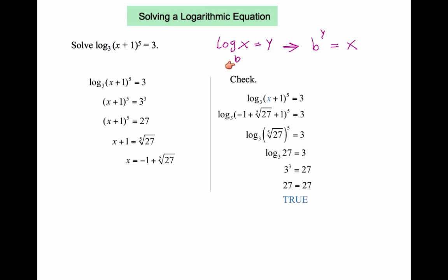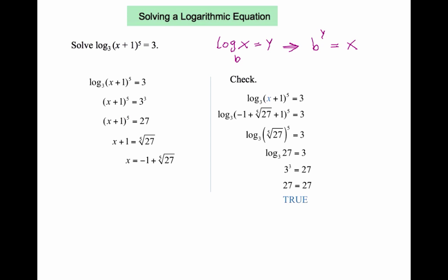So this is my x, really. My base is 3, and my y is also 3. So it would be 3 to the power of 3 is equal to x plus 1 to the power of 5, or x plus 1 to the power of 5 is equal to 3 to the power of 3. 3 to the power of 3 is equal to 27. x plus 1 to the power of 5. In order to solve for x, I need to eliminate this exponent 5. If I raise both of these sides to the power of 1 over 5, then I can reduce this 5, or take a fifth root of that.